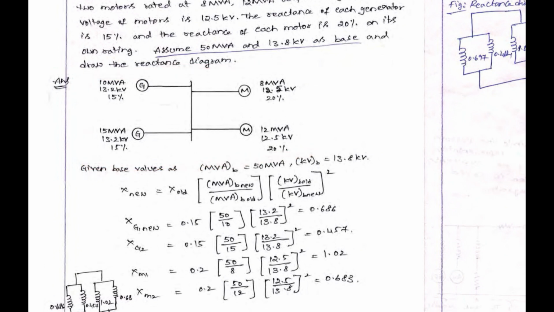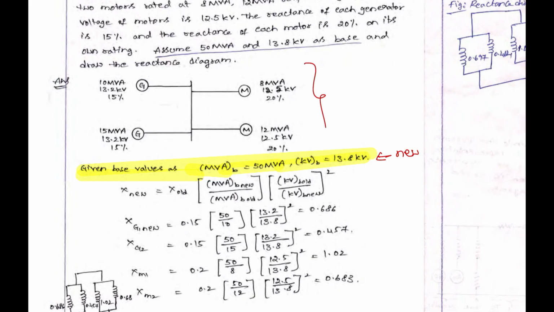So here he has selected these values as the base values. That is, the power rating is 50 MVA and the voltage is 13.8 kV. How are they selected? You can select any arbitrary values. You may select the first generator values, the second generator, motor 1 or motor 2. Any reference values you may consider. So these are the new values.